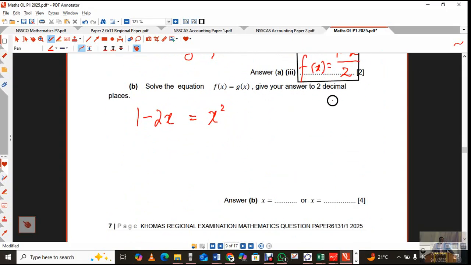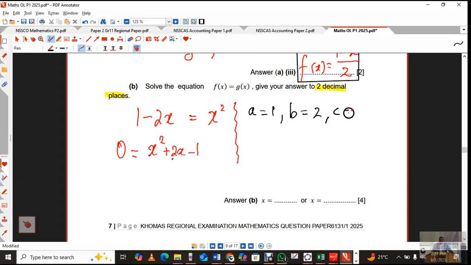The moment they say give your answer to 2 decimal places, this becomes a quadratic equation because everything should equal 0, and it will not factorize. So you have to use completing the square, or you have to use the formula. Okay? Right, so I'm going to move everything to the right-hand side. x squared, that 2x becomes positive 2x, and that is minus 1. Now, the way I like to use the quadratic equation formula, you have to identify what is your a value. A value is 1. Your b value is positive 2. And your c value is negative 1.